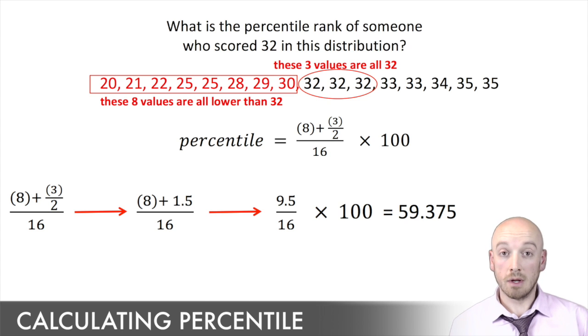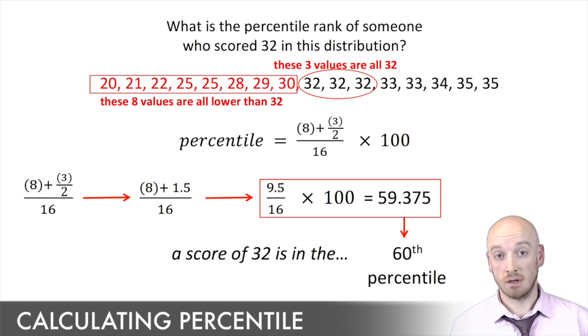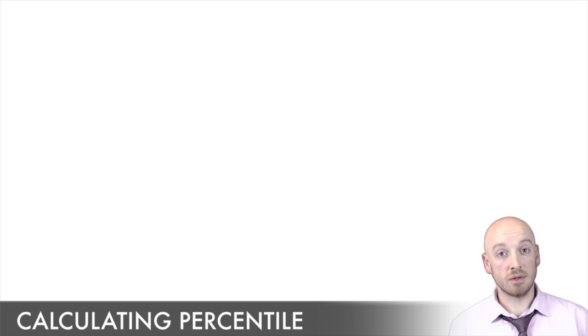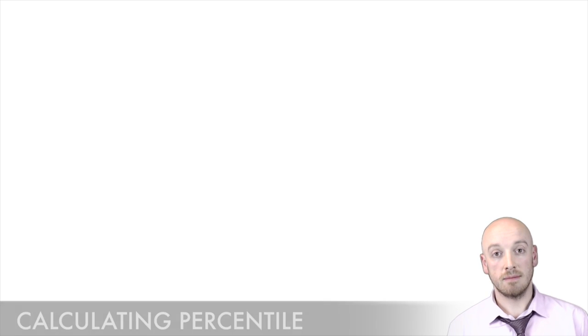I got a decimal here in my answer, and remember, in this formula, any decimal answer gets rounded up to the next integer. So I'm going to go ahead and do that and get my final answer. Let's see a couple of examples of the formula we just learned.